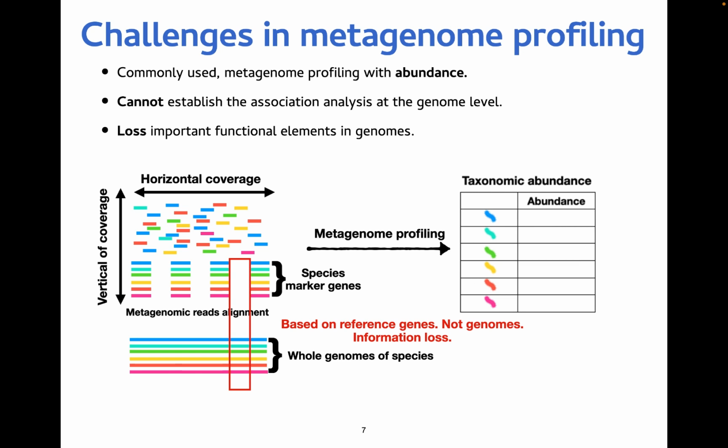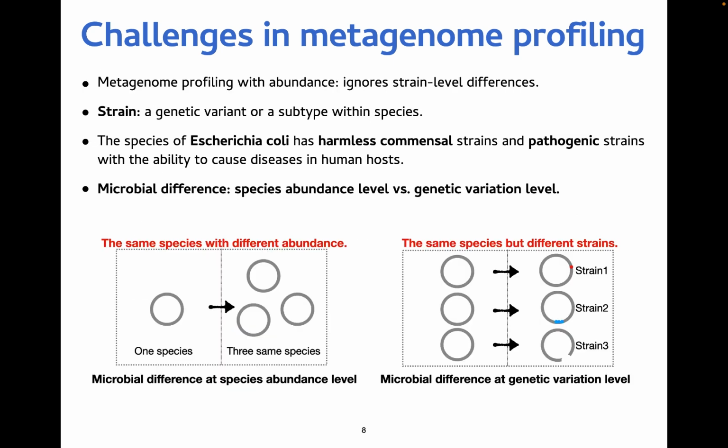genome level. You can see in this figure, when we calculate the taxonomic abundance, we just align the metagenomic reads to the species marker gene, not the whole genome of the species. It will lose some information from the whole genome, and this information can be some important functional elements in genomes. Another problem is that it ignores the strain-level differences in the human gut microbiome.